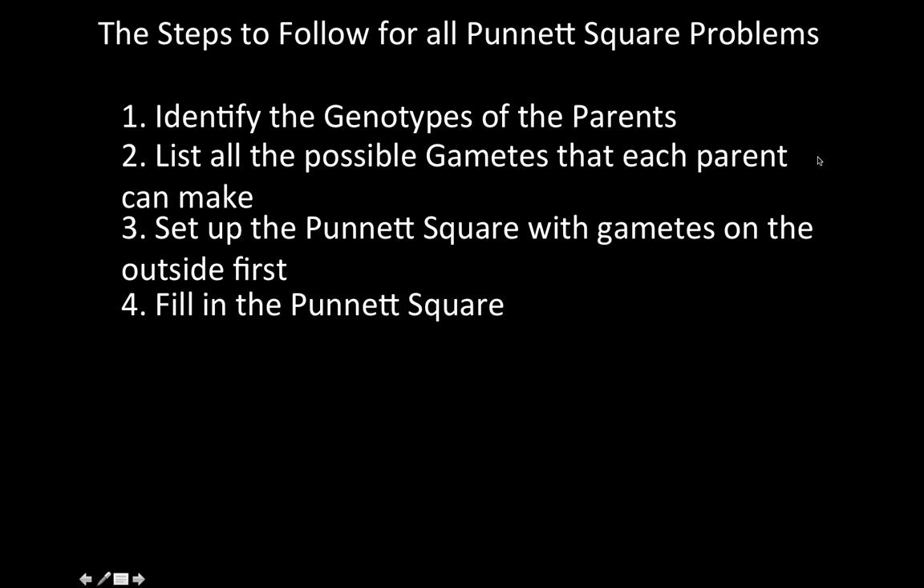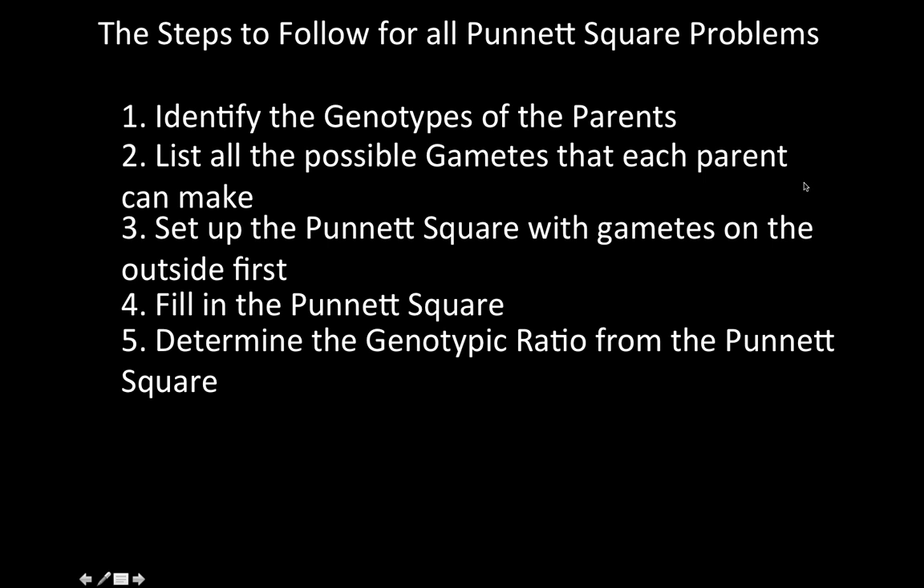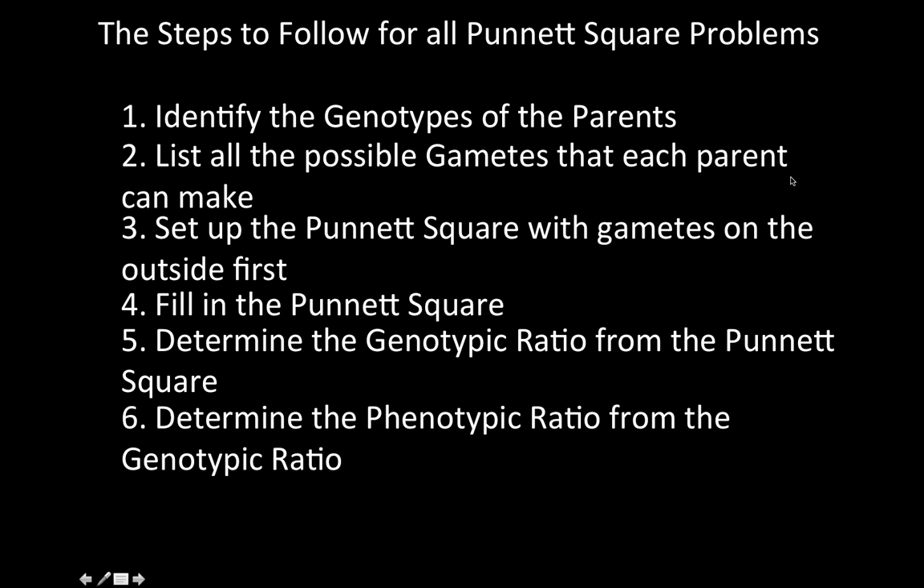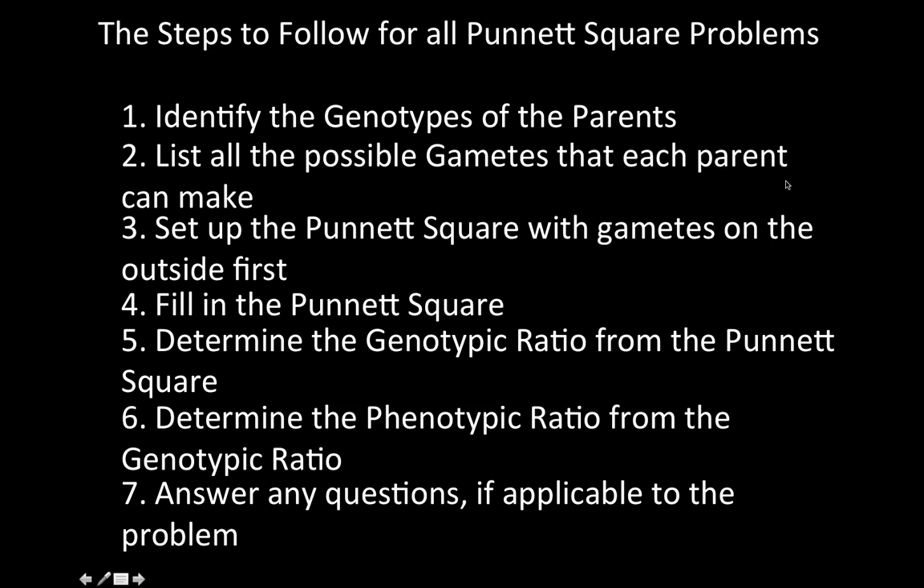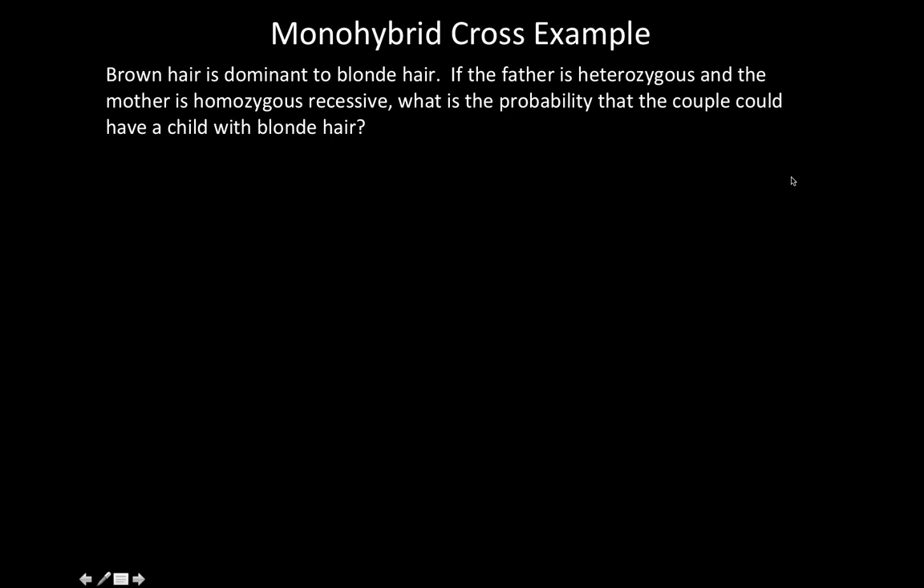Step 4, fill in the Punnett square, so actually run it and see what all the gamete combinations could be. Step 5 is to determine the genotypic ratio from the Punnett square. Step 6 is, after we've got the Punnett square made and the genotypic ratio taken care of, we're going to figure out the phenotypic ratio. And last but not least, answer any questions if it applies to that particular problem. Sometimes they just ask you to run the Punnett square, sometimes they'll ask you to run the Punnett square and then answer a problem. So here's an example for a monohybrid cross.